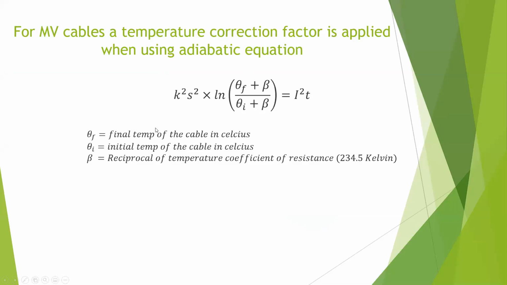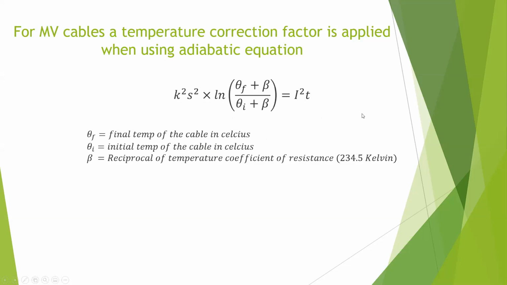Here theta F is the final temperature of the cable in Celsius, and theta I is the initial temperature. So I said the cable temperature will rise, therefore we need to compensate for that. So we are having this equation, and beta is the reciprocal of the temperature coefficient. You may remember the temperature coefficient. The reciprocal of that is the beta.